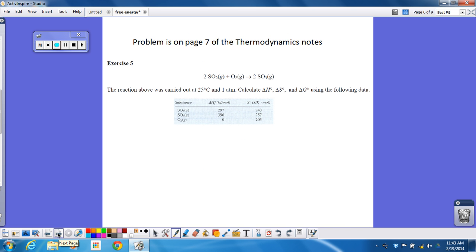Okay. So some different calculations we can do to calculate delta G. Well, using this table of heat of formation and entropy values, we can calculate delta G.